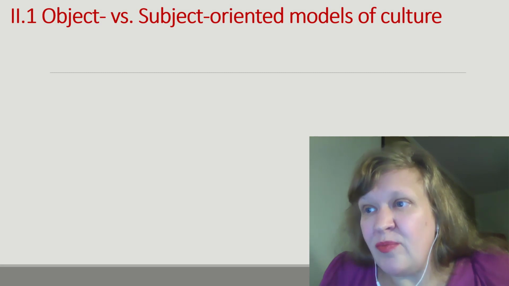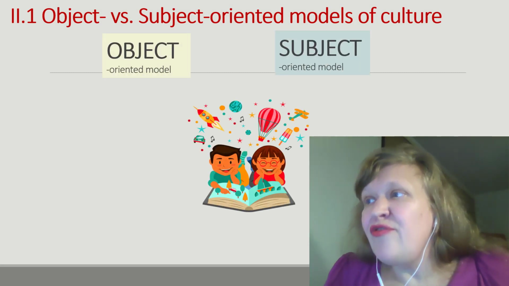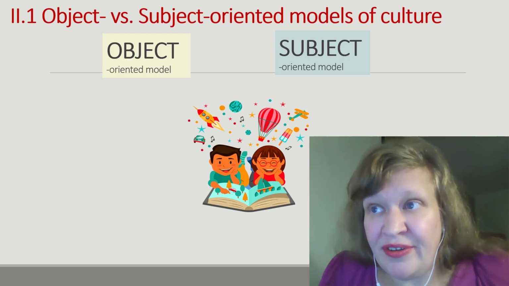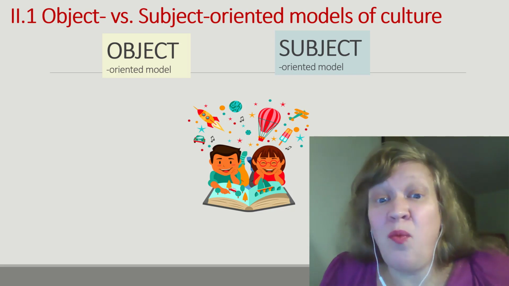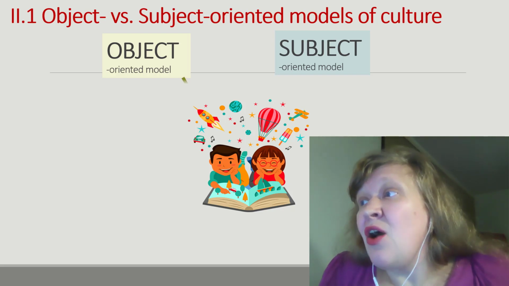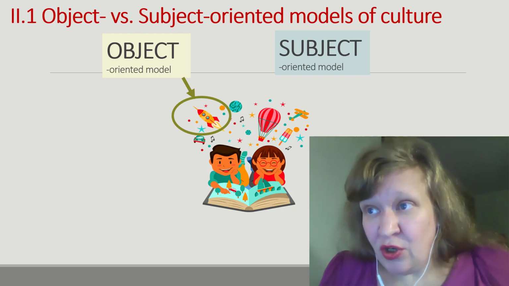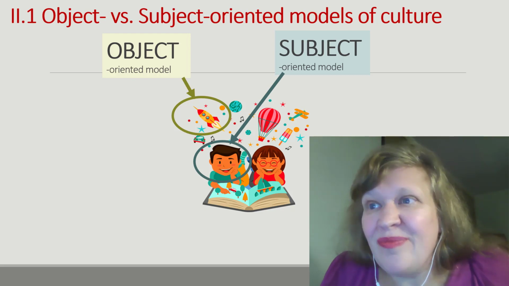The opposition between culture as object and culture as subject reflects the position taken in respect to the learner. In the second language classroom, the object of learning is what we teach and what the learner learns. And the subject of learning is the learner herself or himself.